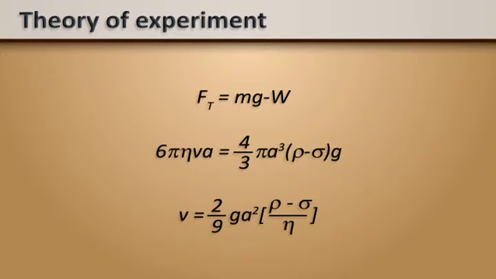At equilibrium we get the following relations, where ρ and σ are the densities of the sphere and the medium respectively. The relation between v and a squared is a straight line from which η can be calculated. Sometimes end effect and wall effect must be taken into consideration to obtain more reliable results of terminal velocity.